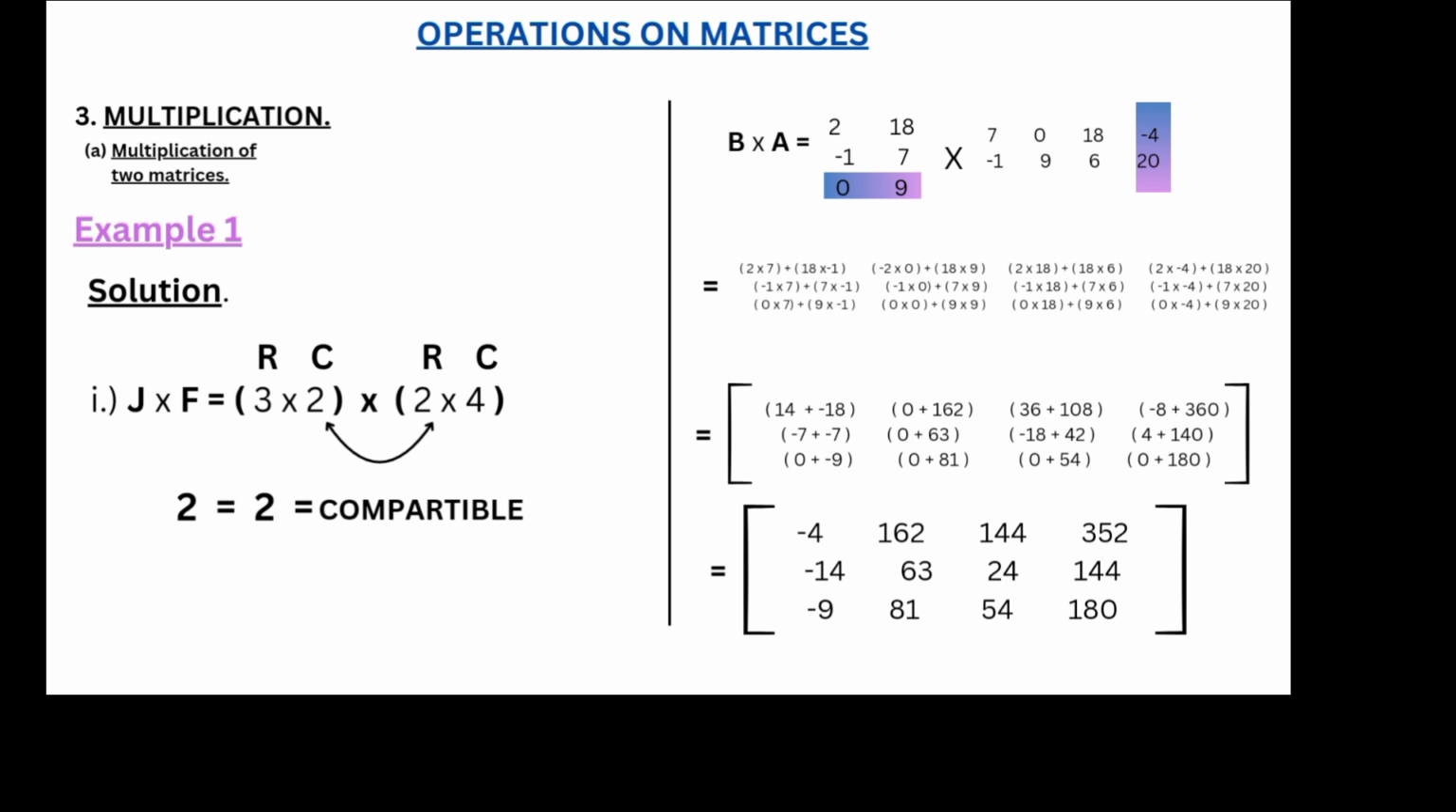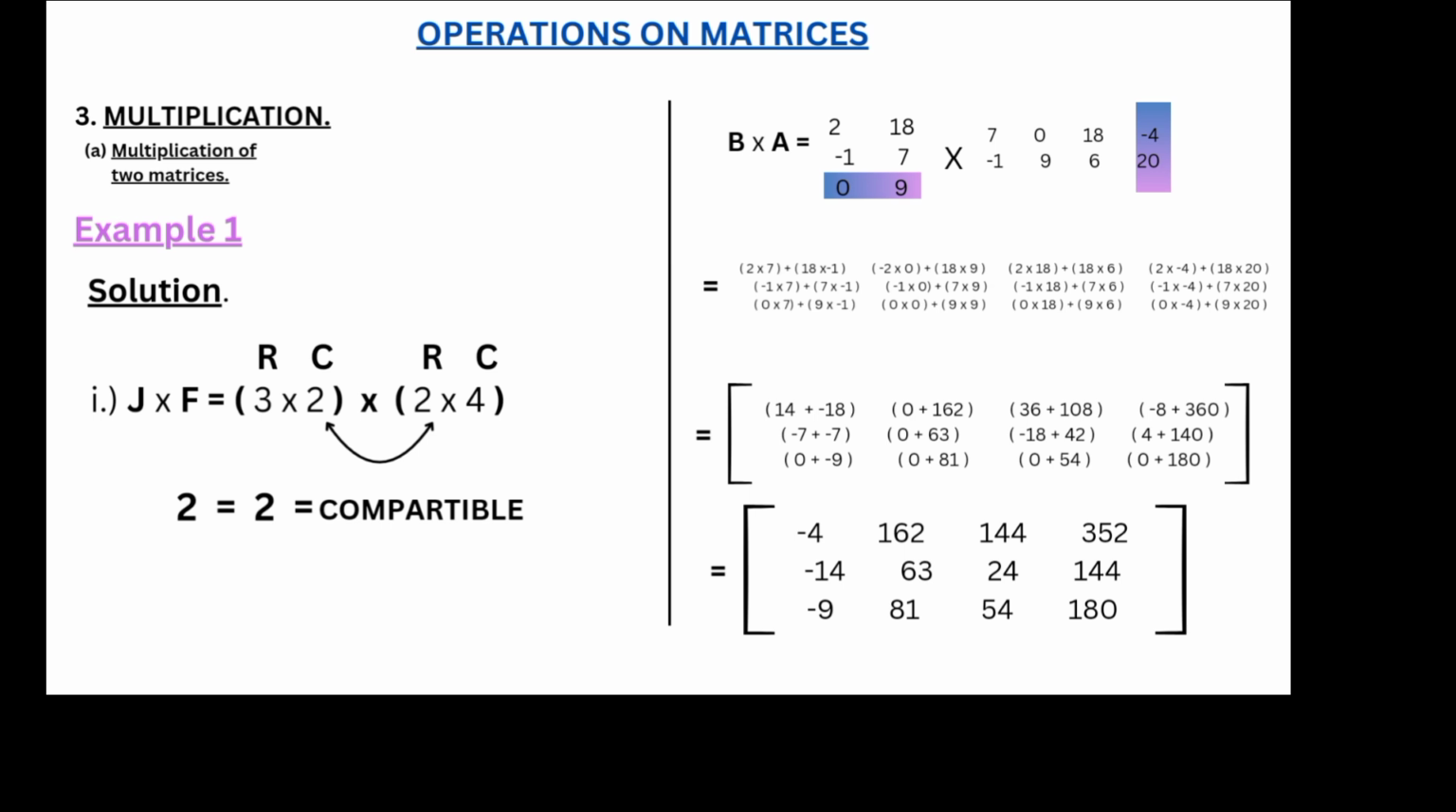Negative 1 times 7 is negative 7. 7 times negative 1 is negative 7. Negative 1 times 0 is 0. 7 times 9 is 63. Negative 1 times 18 is negative 18. Plus 7 times 6 is 42. Negative 1 times negative 4 is 4. Plus 7 times 20 is 140.